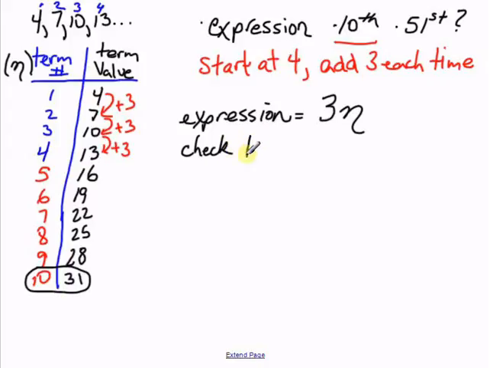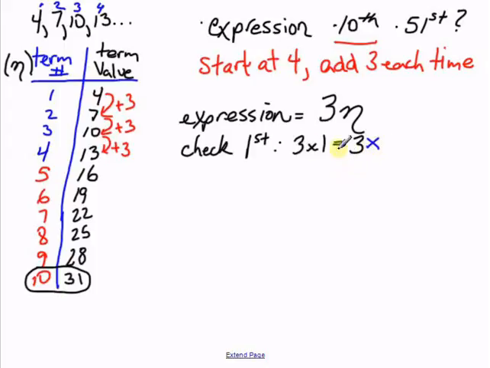I'm going to check the first number of the pattern. So what that means is I'm going to check this one. N is going to be equal to 1 here. So I'm going to put a 1 in there. 3n means 3 times 1. And that gives me 3. This is not the first number of the pattern, so it's incorrect.